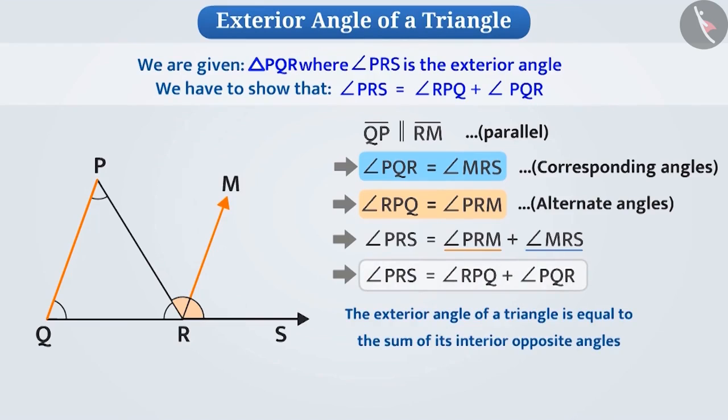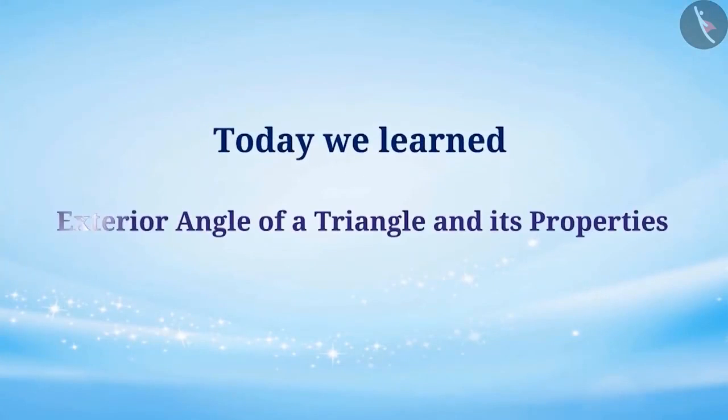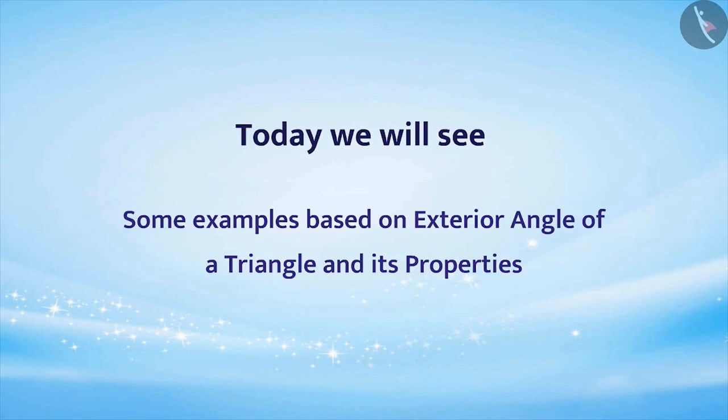The above relation between an exterior angle of a triangle and its two interior opposite angles is referred to as the exterior angle property of a triangle. By now you must have understood the concept properly. Today we learned about the exterior angle of a triangle and its properties.